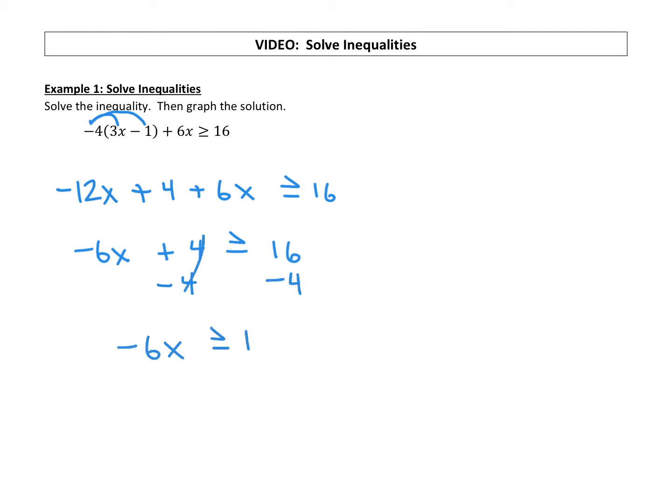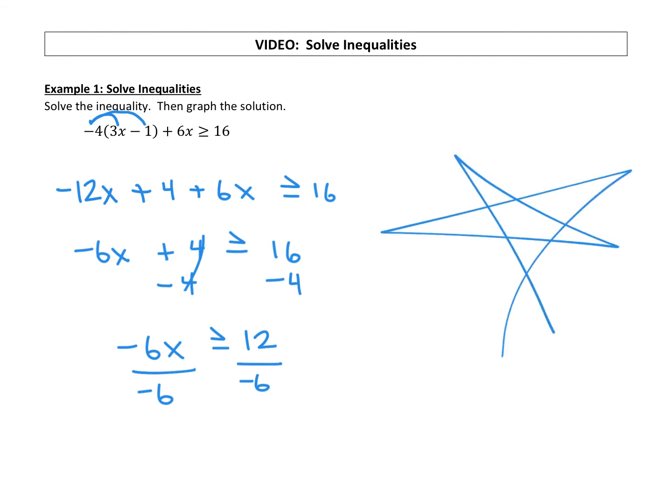-6x is greater than or equal to 12, and then we divide both sides by a negative number. All right, this is very, very important. When you divide, and this works with multiplication as well, when you divide or multiply both sides of an inequality by a negative number, so I'm dividing by a negative right here, it is going to flip the inequality. So instead of x being greater than or equal to, x is less than or equal to. And then you just do the math on the right side. 12 divided by -6 is -2.